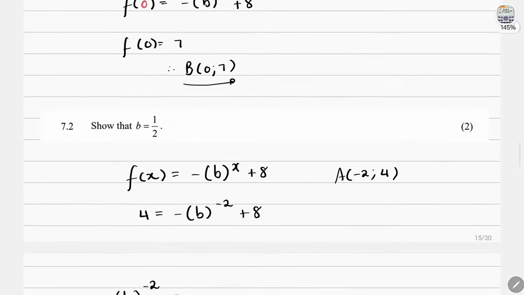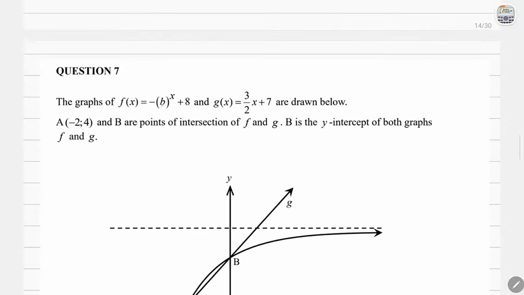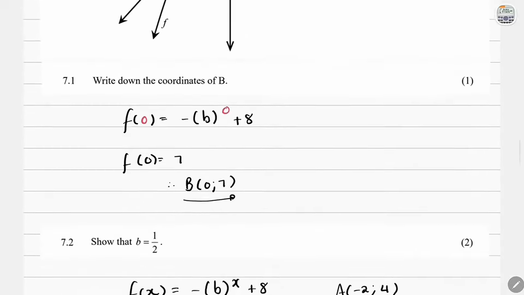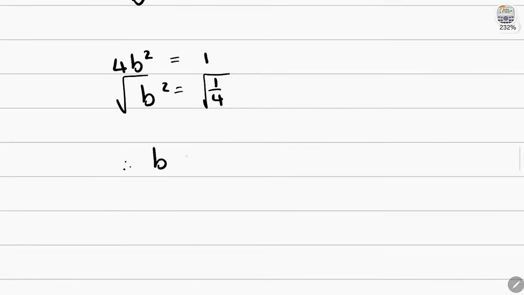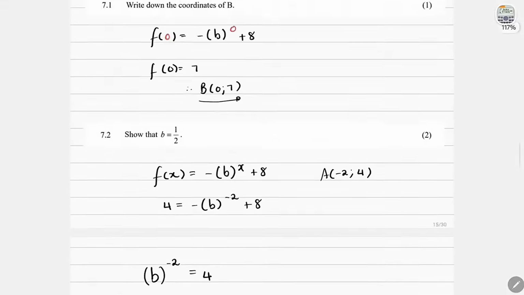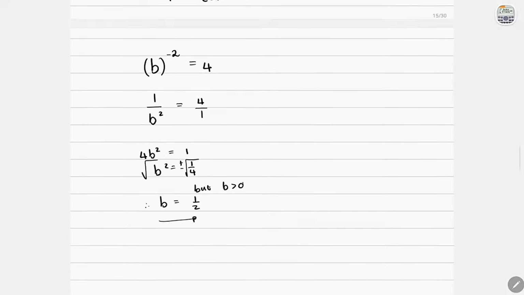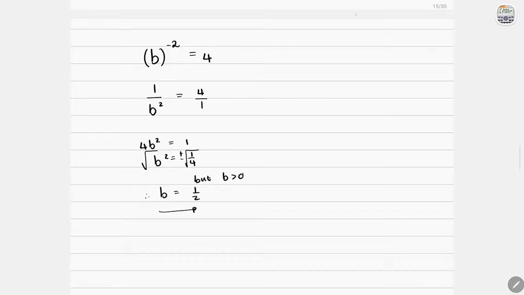But just remember that this is the base of an exponential function. It cannot be negative. If not, it won't be an exponential function. So b is equal to positive or negative, but we know that b should be a value greater than 0. So b is equal to 1 over 2, and that is our answer. There we have shown that b equals 1 over 2. Moving on to the next question.